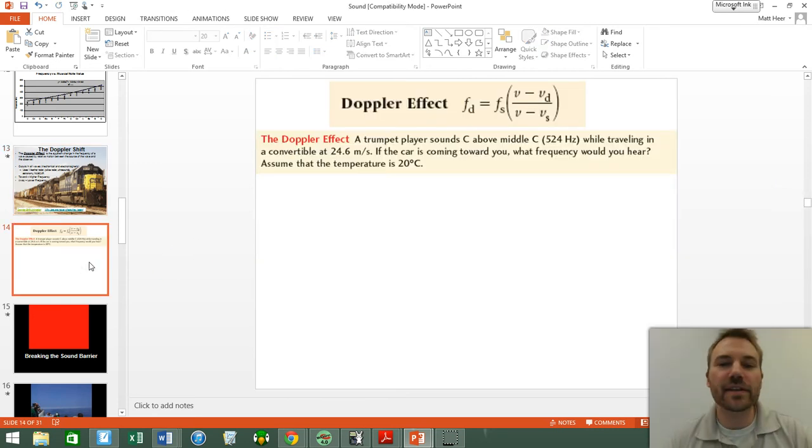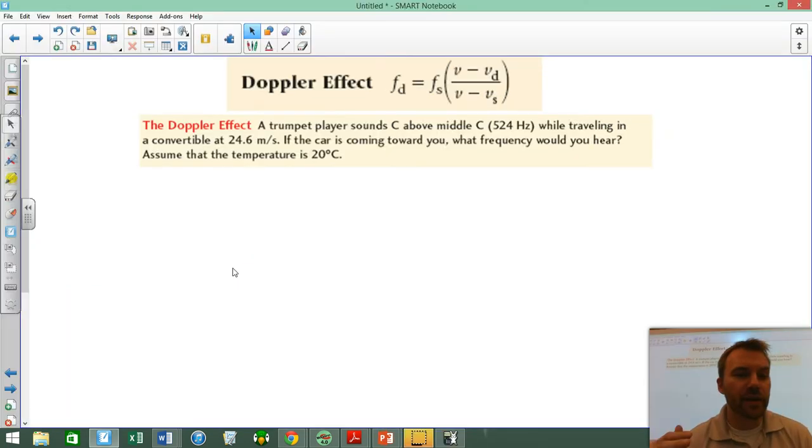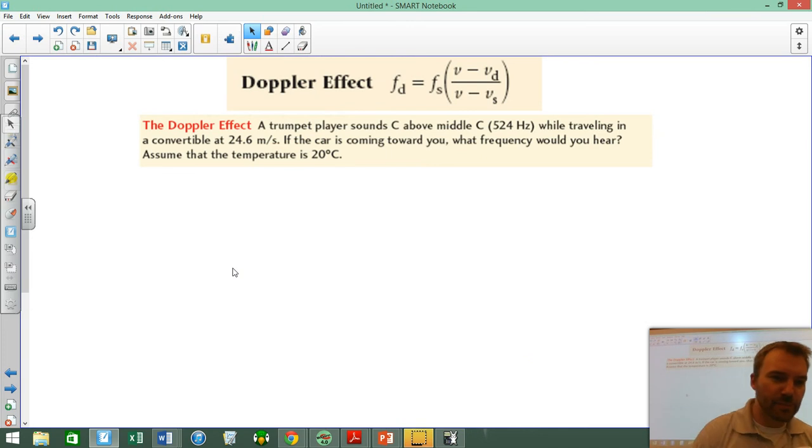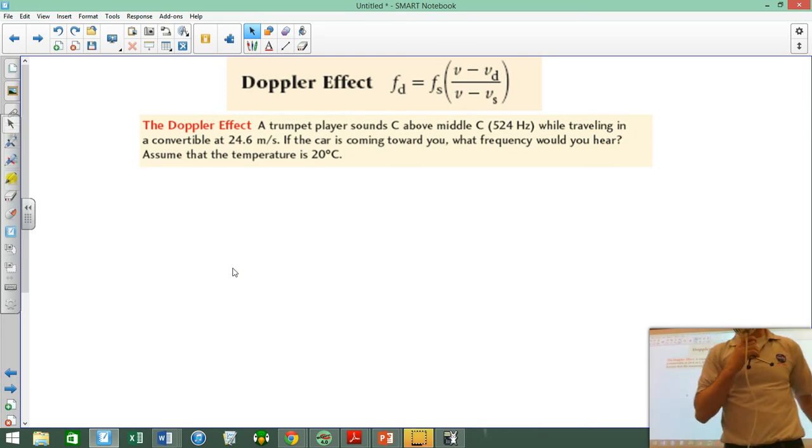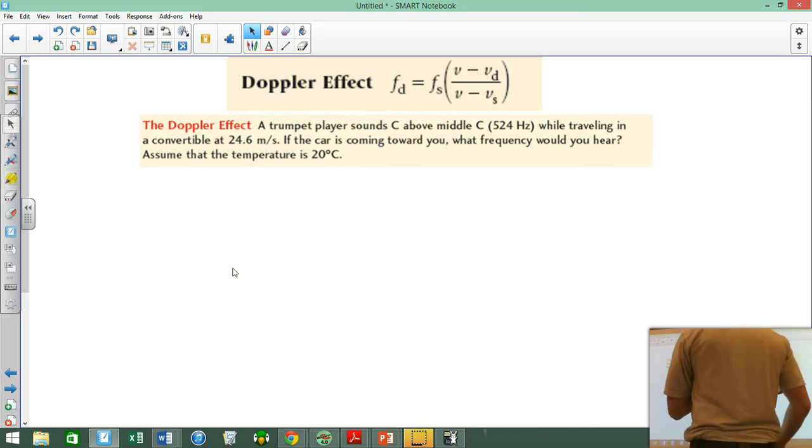There's an equation that deals with the Doppler effect. It says the frequency of the Doppler effect is equal to the frequency of the source times v, the speed of sound, minus the velocity of the detector, over v minus the velocity of the source. So we've got an example problem here. It says a trumpet player sounds C above middle C, which is 524 hertz, while traveling in a convertible going this speed.